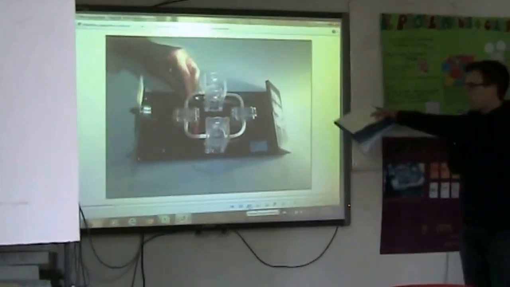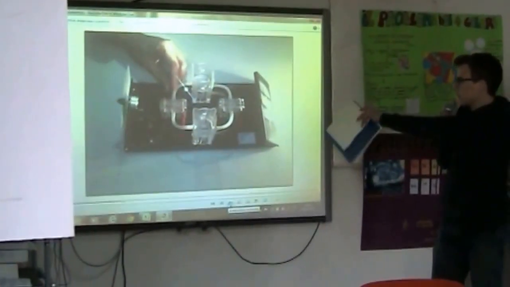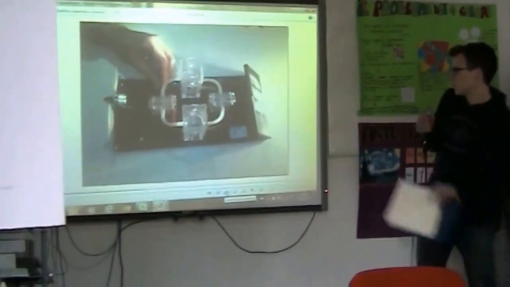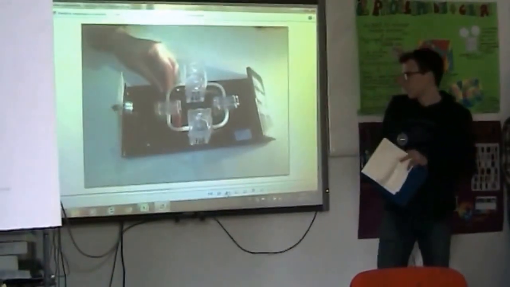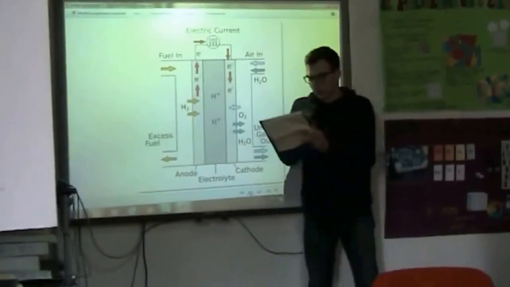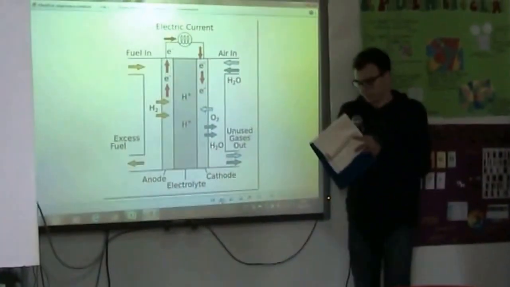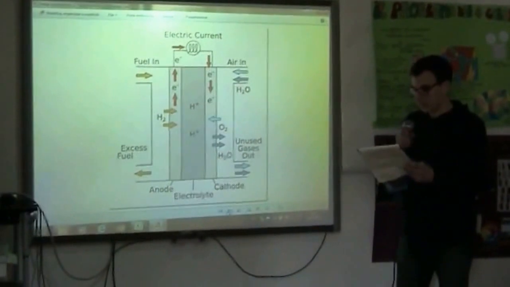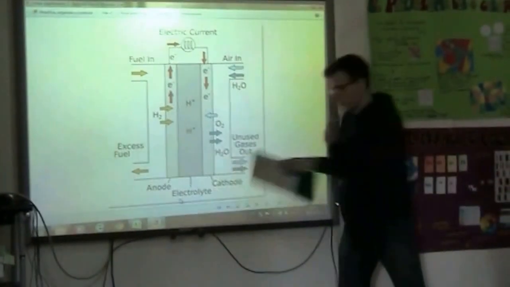This is how the machine works. Okay, this is the fuel cell. The anode, this is the anode.